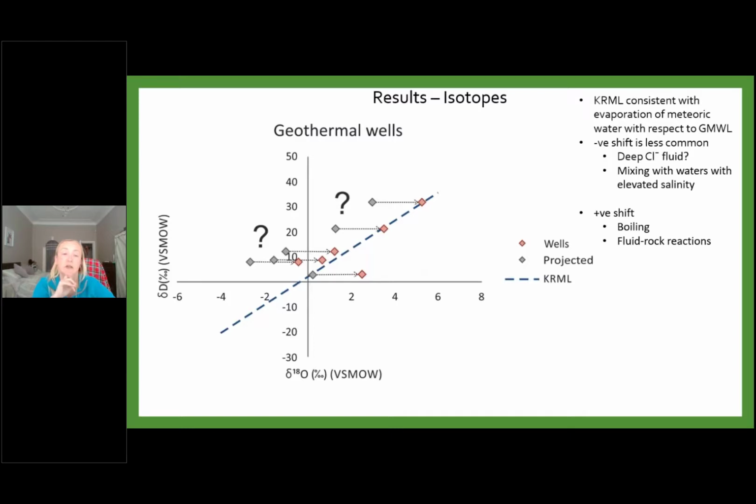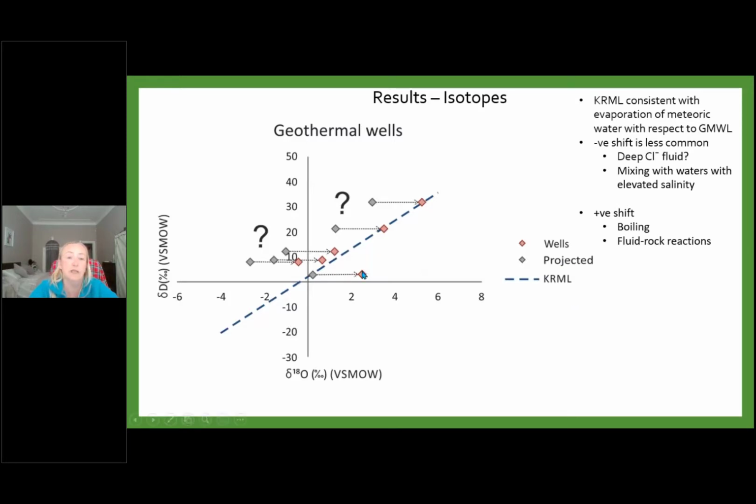This is data that Geothermal Development Company were very kind to donate. The red plots are the data from the wells, and the blue dashed line is the Kenyan Rift meteoric line. The KRML is consistent with evaporation of meteoric water with respect to the global meteoric water line, so it's slightly lower in hydrogen and slightly more enriched in oxygen, and that's expected in Kenya anyway because of its location geographically.